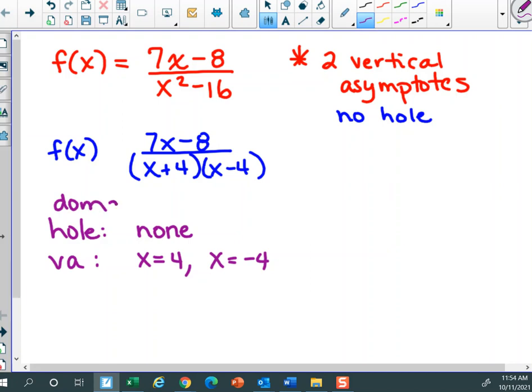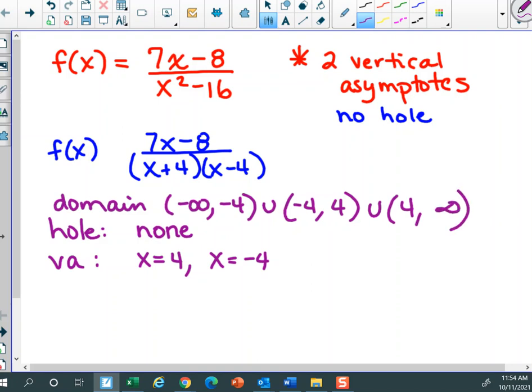With the domain, -infinity to -4, union -4 to 4, union 4 to infinity. Okay. Hopefully you're comfortable with those three things. The factoring of the denominator, that's that perfect square factoring that we talked about a little bit in class on, I guess that would have been Friday. And then the fact that we don't have a matching factor with the numerator and the denominator, so that is why we do not have a hole. And so the zeros of the denominator are strictly vertical asymptotes.